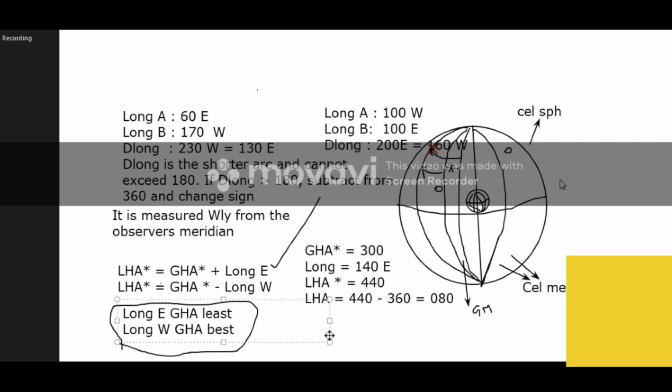Okay, now can we move ahead, or does anybody want me to continue with something over here? Sir, suppose the observer is on the Greenwich meridian, then LHA is equal to longitude. Then longitude is 0, so LHA will be equal to GHA. That's all. Yes, sir, GHA.